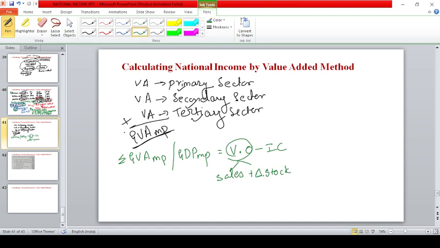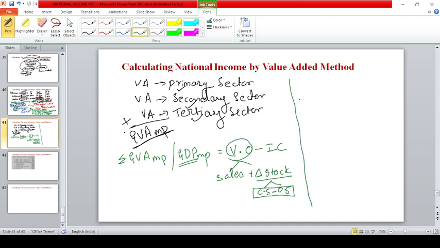Formula for change in stock: if change in stock is given directly, then it's okay. If it is not, then the formula for change in stock is closing stock minus opening stock. Just remember this, students, closing stock minus opening stock. It is not opening stock minus closing. So this is the way you will be able to calculate GDP at market price.